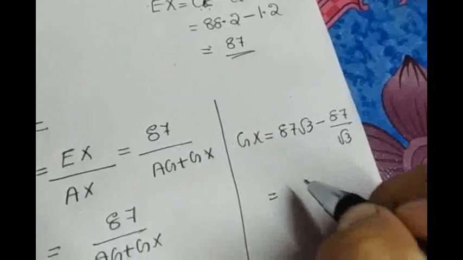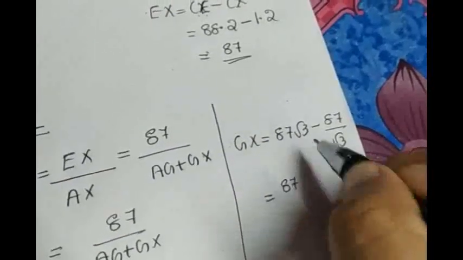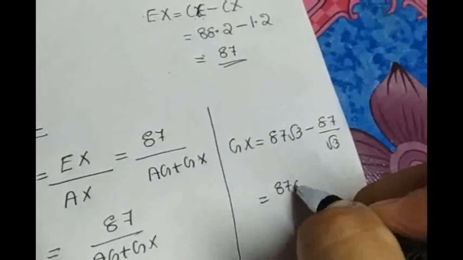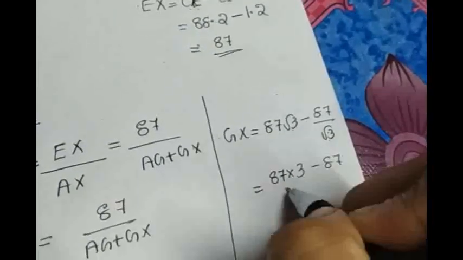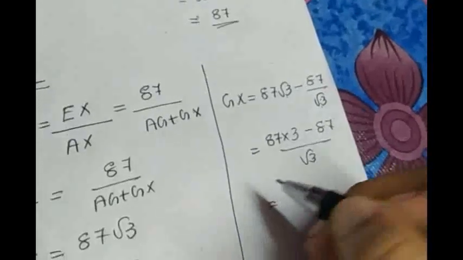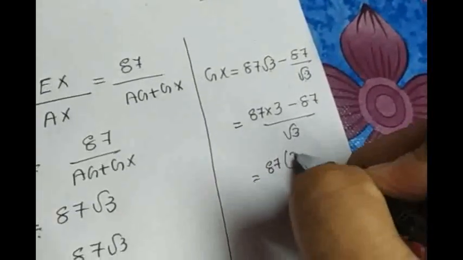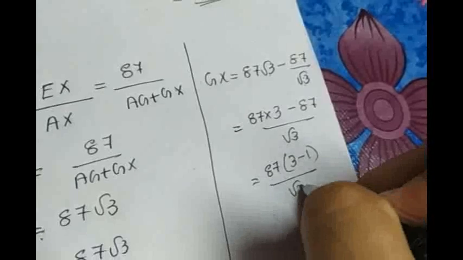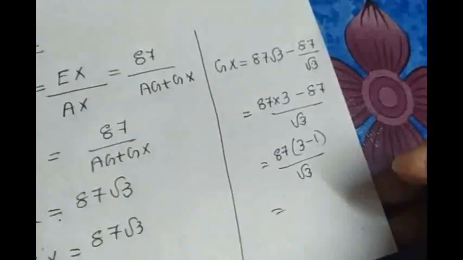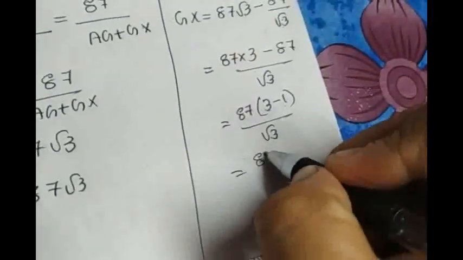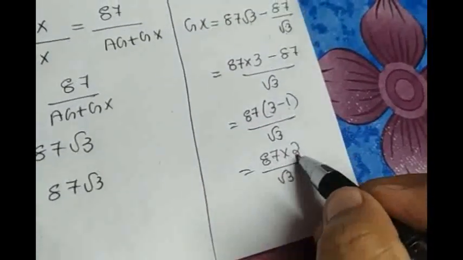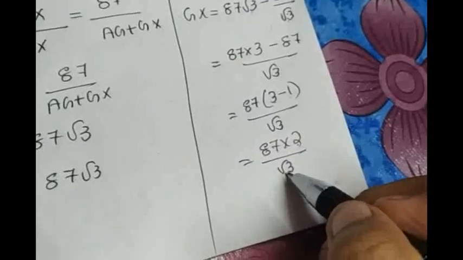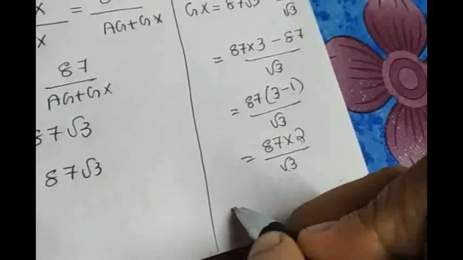Taking the LCM, we are getting 87 into root 3 into root 3, which gives you 3, minus 87 by root 3. What is common here? 87 into 3 minus 1, by root 3. Okay, 3 minus 1 is 2. So we are getting 87 into 2 divided by root 3. Either you can multiply 87 and 2 and just divide with the root 3. You can write like this otherwise.